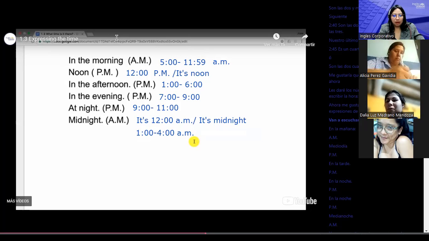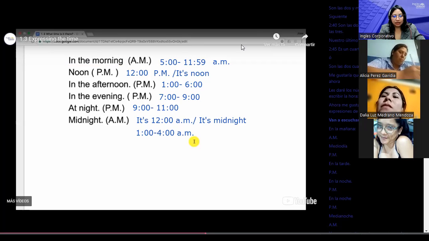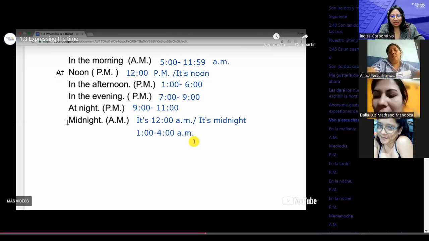¿Qué preposiciones ocupo para referirme? Miren. In the morning. No puedo decir at the morning, no. ¿Cuál es la preposición correcta? In the morning. Noon, en el caso de noon, vamos a ocupar la expresión at. ¿A qué horas tienes el almuerzo? At noon, al mediodía. ¿A qué horas tomas el café? Oh, in the afternoon. Aquí ocupamos in. ¿A qué horas tienes la clase de inglés? Oh, in the evening.